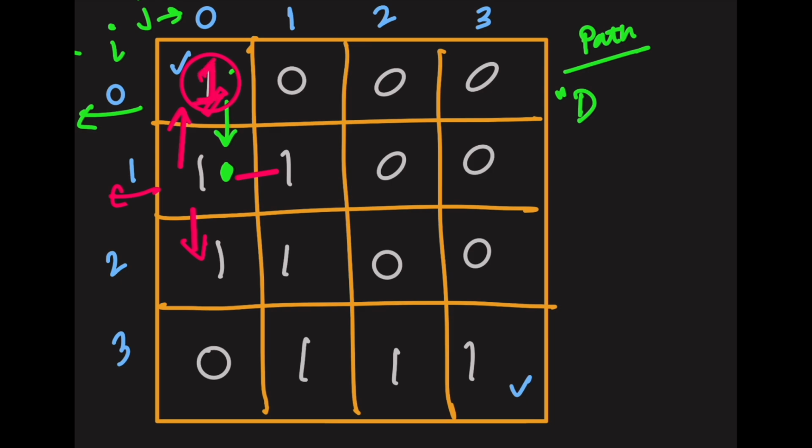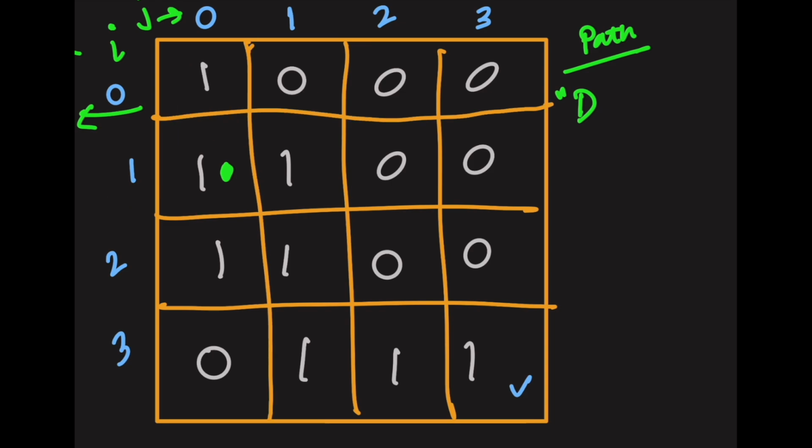So to mark it as visited, I'll just clean this a little bit. What we will do is make it 0. Now we cannot go up, and we cannot go left because this is the end. So we can go down. This is a valid path, so we will traverse like this. We went here, then we are going like this.